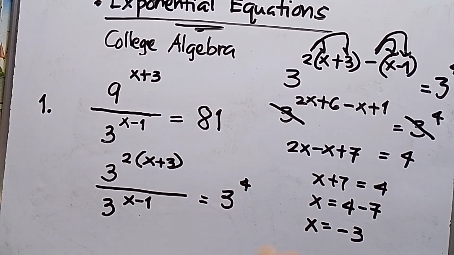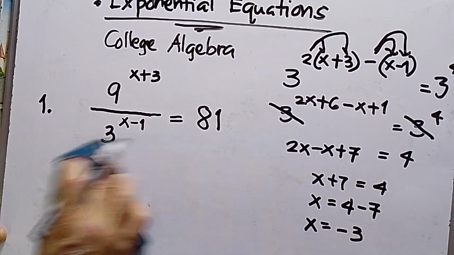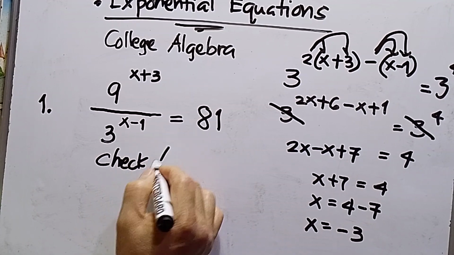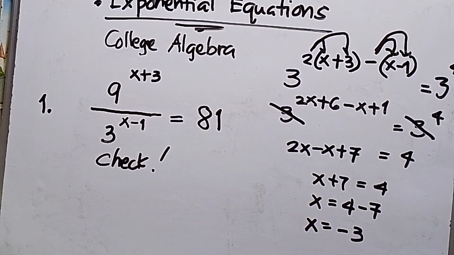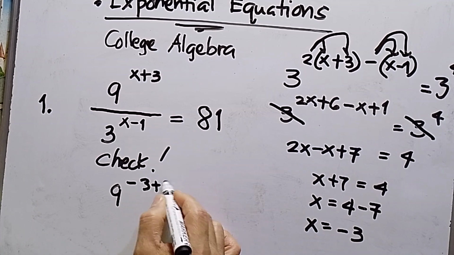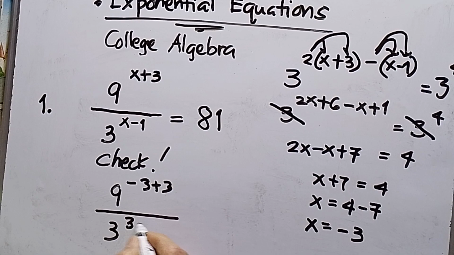So since I now have the x value as negative 3, I can substitute now to check this. Substitute x equals negative 3. So 9 raised to negative 3 plus 3 over 3 raised to negative 3 minus 1 is equal to 81.